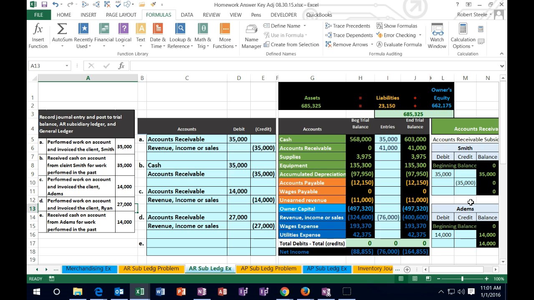Let's take a look at the last one here. We're going to say receive cash on account from Adams. So now Adams is going to pay us this 14 that we billed them in the past. That's what we expect to happen. We invoiced them and then we received a check in the mail. That's nice. So then we are going to say, well, is cash affected? Yes, cash is affected. We just got the check. Cash is going to go up.